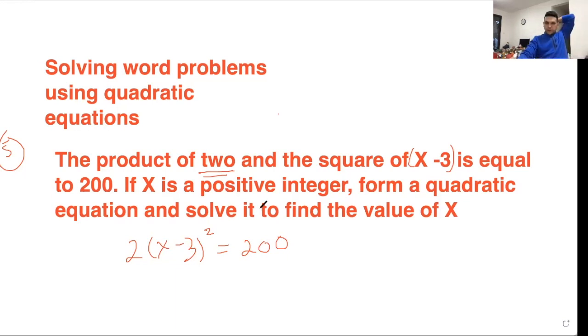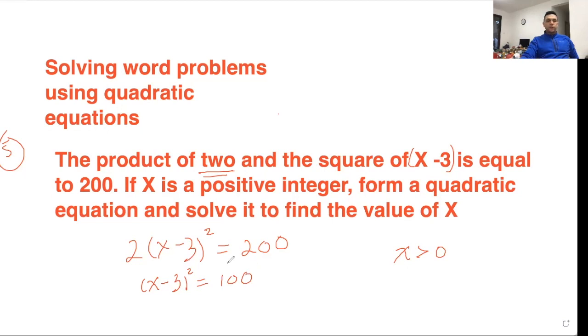Yeah. And it says x is a positive integer, so x must be greater than 0, right? Zero is not a positive integer. We have positive integers, negative integers, and 0. So x is greater than 0. So let's just solve this. We can divide everything by 2, right? And then we get (x minus 3) squared equals 100, right?